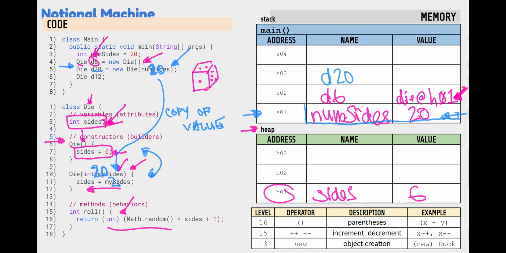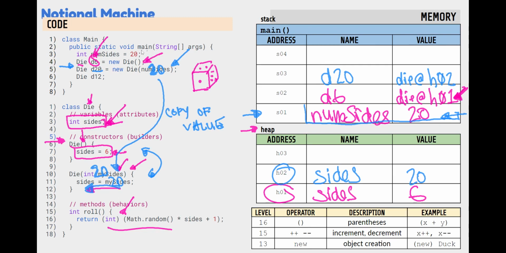And so then it's going to take that 20 and store it into a variable called sides. Well, the object's variables get created in heap memory. So we're going to have another one called sides in here, and then this is going to get a value of 20 assigned to it. And then the constructor will give that address back so that it can be stored with the variable that we created. So D20 is going to know that it has a die at heap 02.